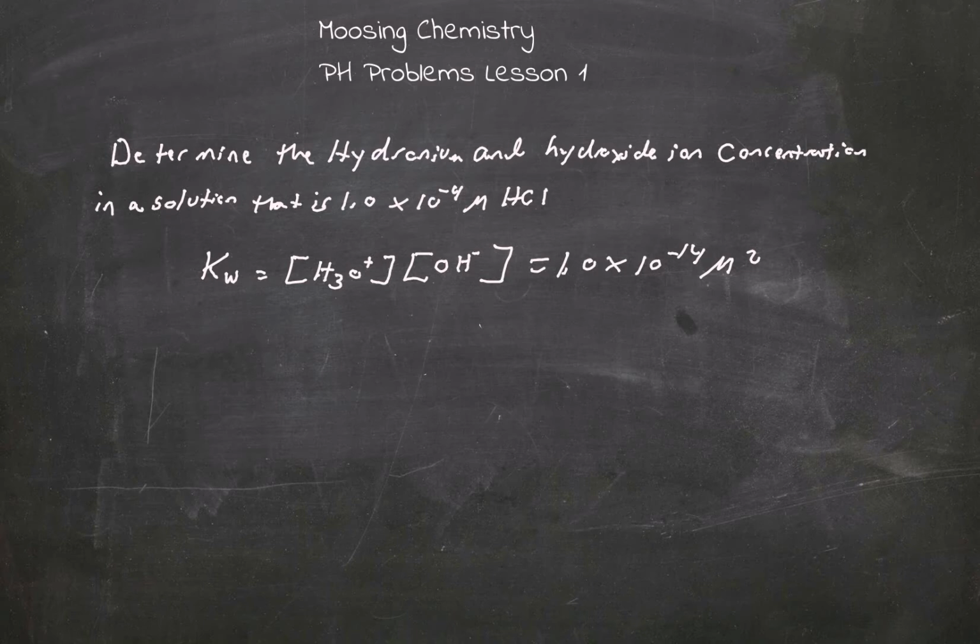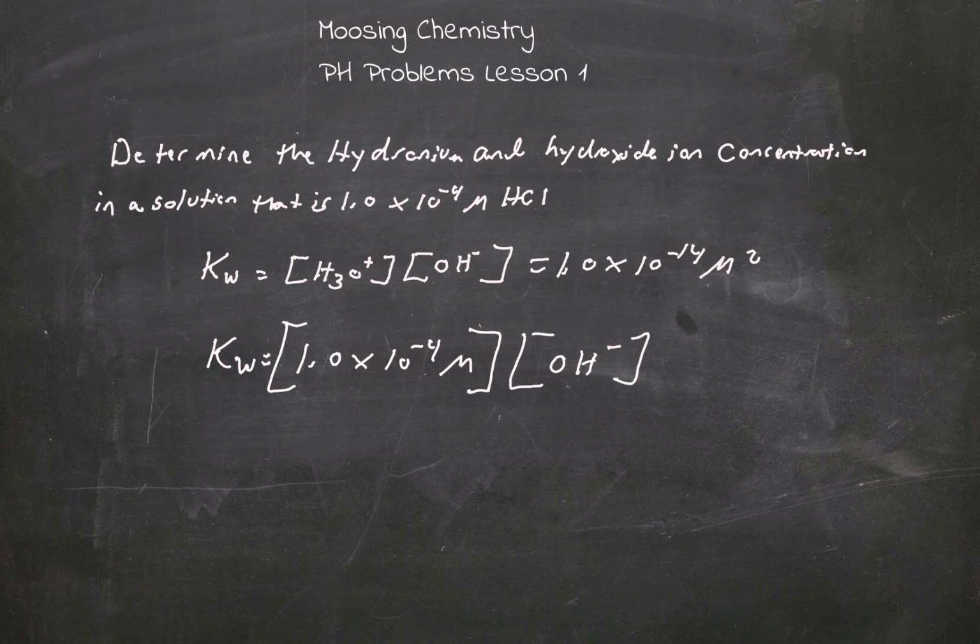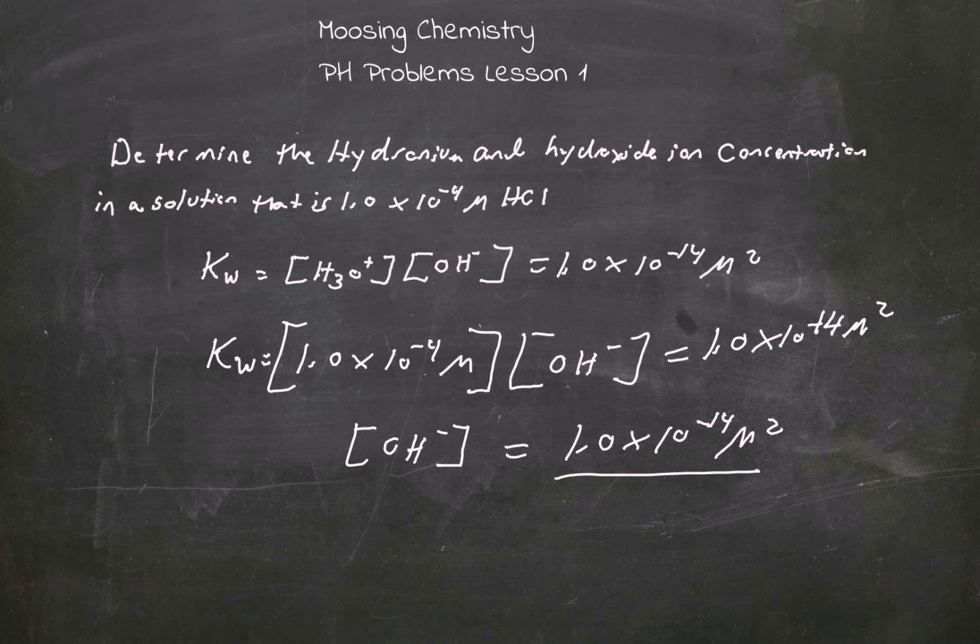Okay, so now we're going to go Kw equals 1.0 times 10 to the negative 4 M, and that's boxed. And this is OH negative equals 1.0 times 10 to the negative 14 M squared. So OH minus equals 1.0 times 10 to the negative 14 M squared divided by 1.0 times 10 to the negative 4 M. So all you got to do is cancel out one of those M's, and add this 4 to that 14, because it's going to become positive, and you're going to get 1.0 times 10 to the negative 10 M. And that's that problem.